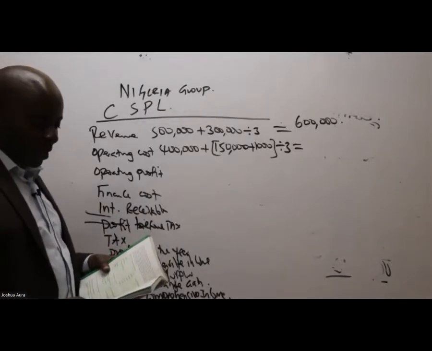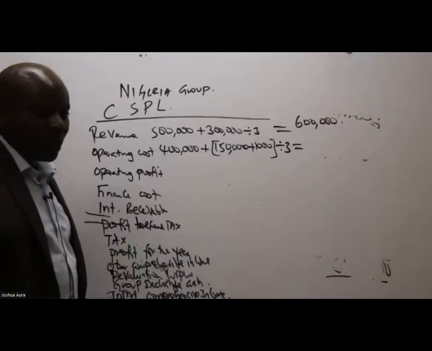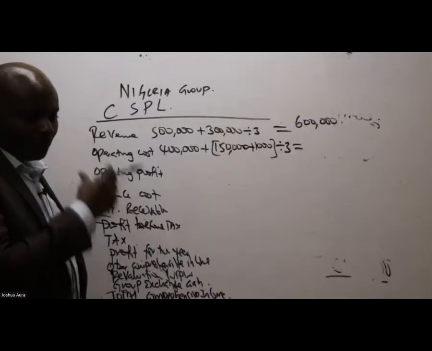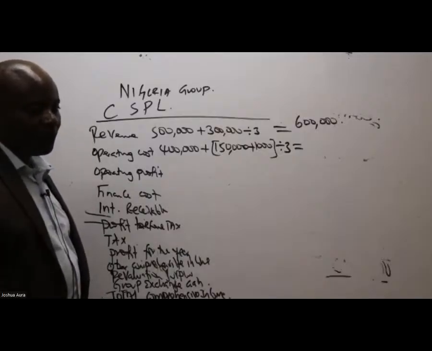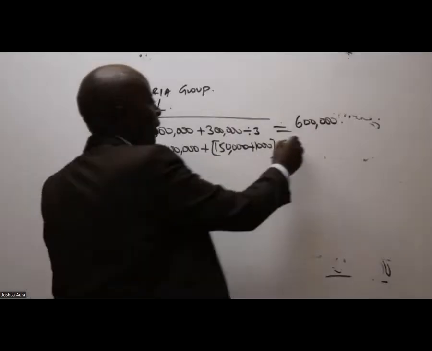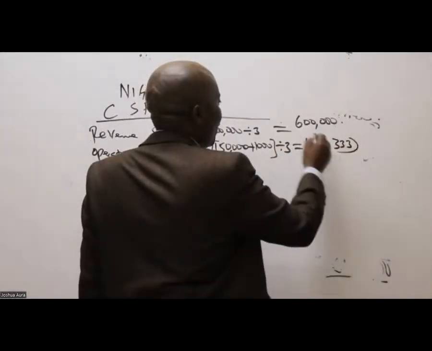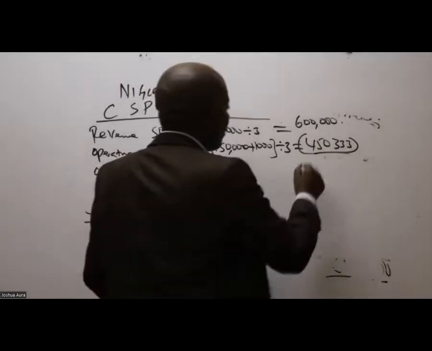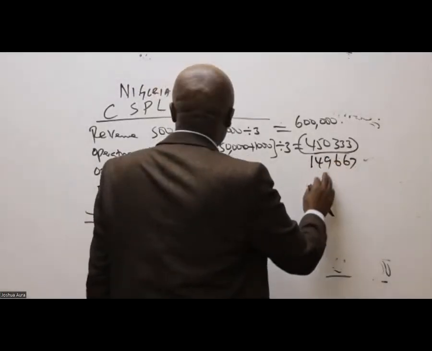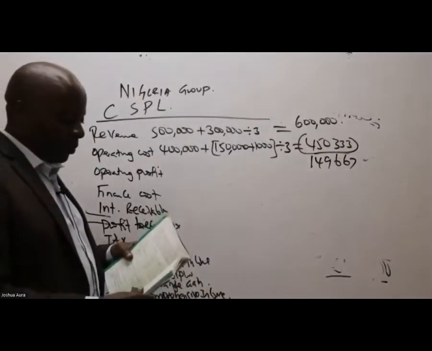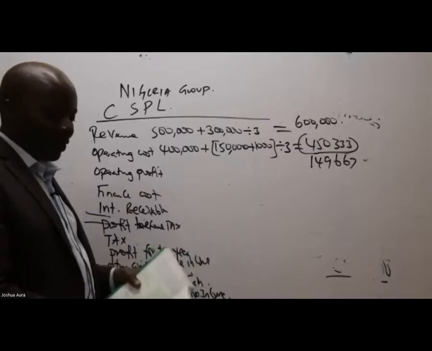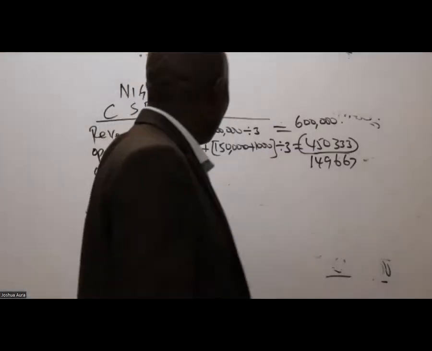Time is not on our side. Please hurry up. You have 450,333. So we have here 450,333. And if you subtract, we shall be able to get our operating profit of 149,667. Can you kindly confirm this operating profit? 149,667. Yes.